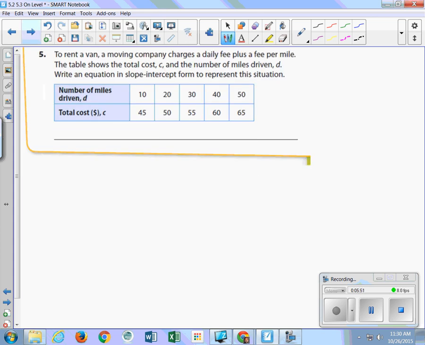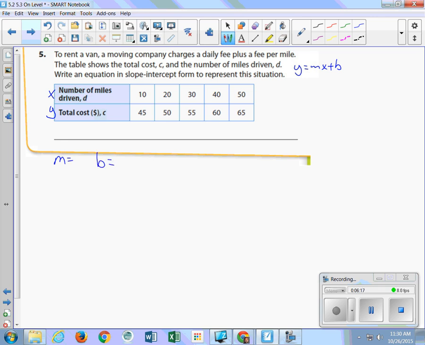Rid-A-Van Moving Company charges a daily fee plus a fee per mile. The table shows the total cost C and the number of miles driven D. Write an equation in slope-intercept form to represent this. So this is my x, this is my y. Slope-intercept form is y equals mx plus b. Okay, so slope, y-intercept, find those two and put that information into the equation.